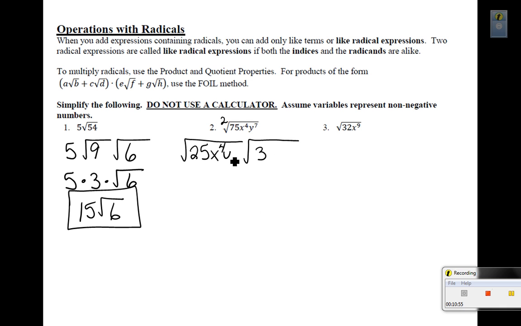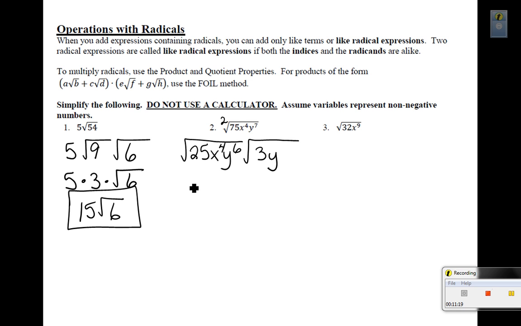I'm going to have a y to the, find me the biggest number that 2 can go into that's less than 7. If you have to, start counting by 2's. 2, 4, 6, 8. Oops, 8 is more than 7, so I need a 6. So I'm going to think of this as y to the 6th times y to the 1st, because 1 and 6 make 7. Now that you've done this step, now I can simplify.